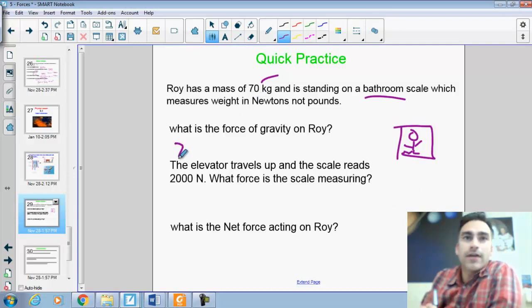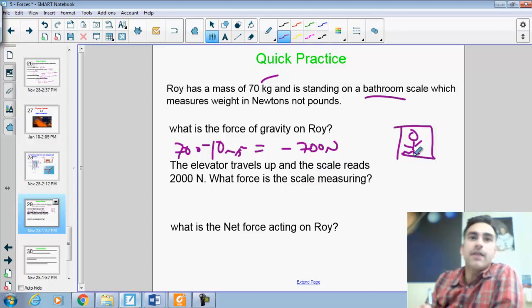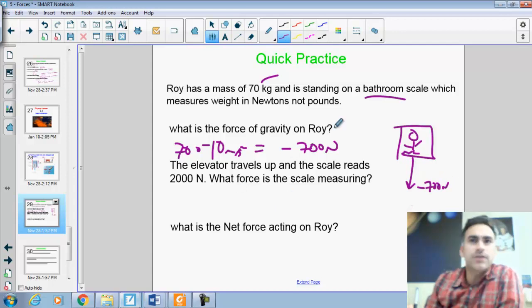Force of gravity, 70 times negative 10 meters per second squared. That should give us negative 700 newtons. So Roy weighs 700 newtons, right? Force of gravity, 700 newtons going down. Good. The elevator travels up, and the scale now reads 2,000. What the heck is going on with Roy?